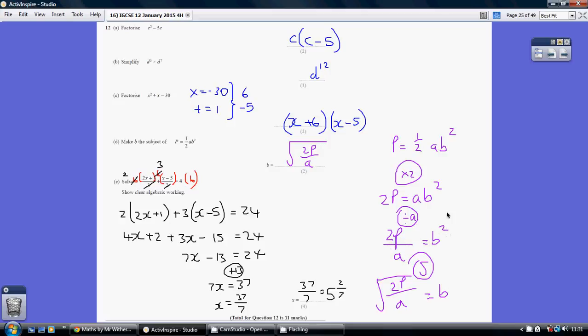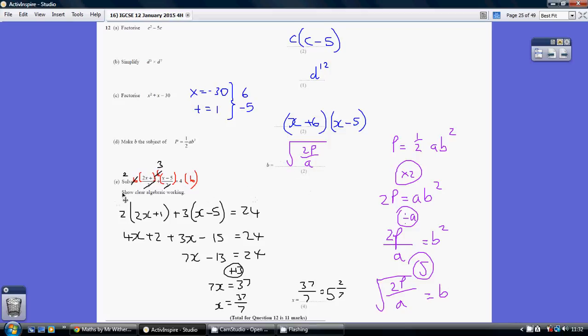How do we undo the squaring? Well, we do the opposite operation, which is square rooting. So the square root of all of 2p divided by a equals b. So b equals the square root of all of 2p divided by a.